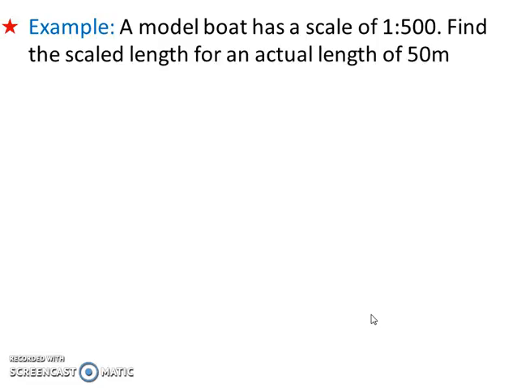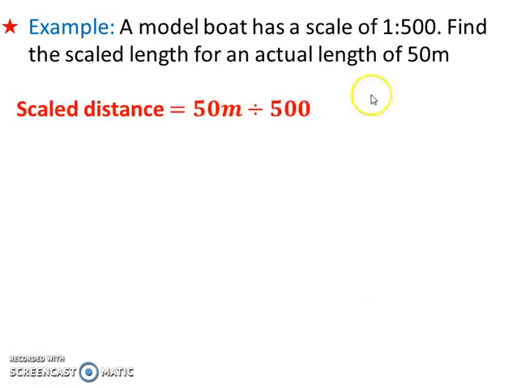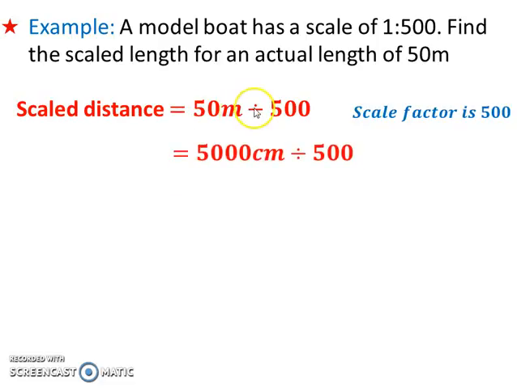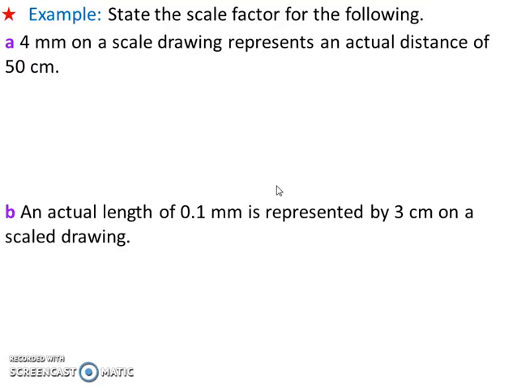If we had that model boat with the scale of 1 to 500, find the scale length for an actual length of measurement on the boat. Say the mast was 50 metres. What is it in the drawing? Now we're finding out from the real length back to the drawing. So we take our measurement and divide it by our scale factor, which is 500. It's a bit hard to divide 50 metres by 500, so I turn that 50 metres into centimetres first, and then do the division. The scale length on the picture needs to be 10 centimetres long.